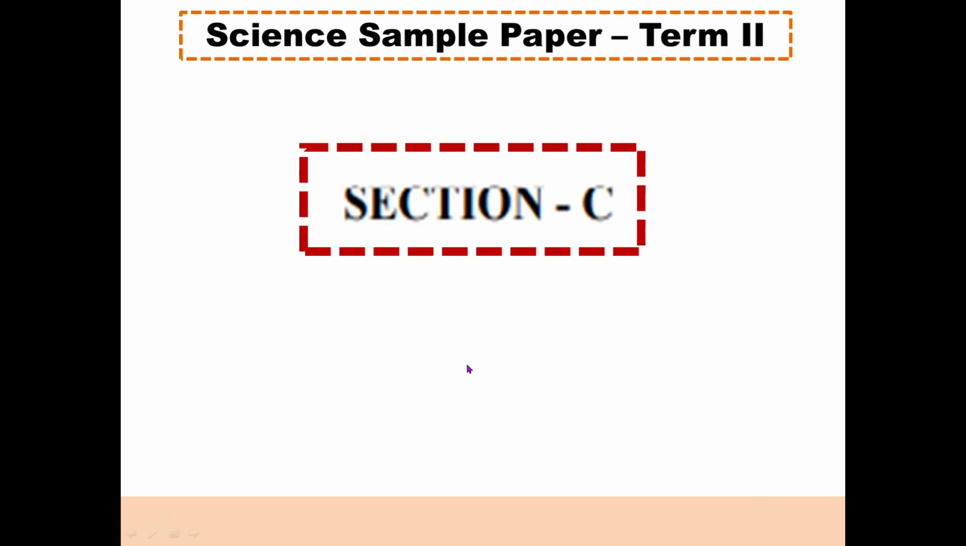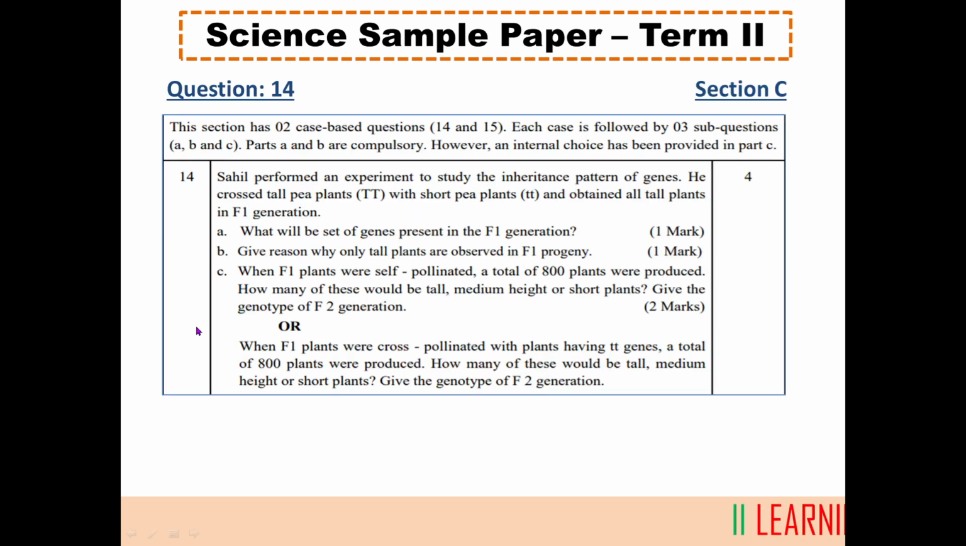Section C, question number 14. This is a case-based question, so we will have to go through the case first. Sahil performed an experiment to study the inheritance pattern of genes. He crossed a tall pea plant TT with a short pea plant small t small t, and obtained all tall plants in the F1 generation. So you can remember Mendel's monohybrid cross, in which the F1 generation had only tall plants.